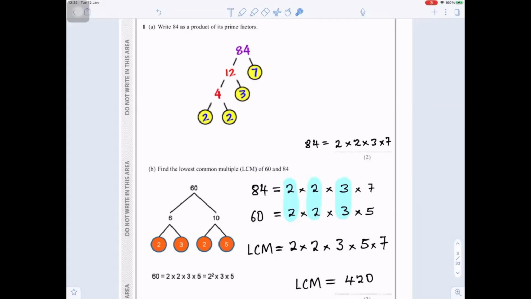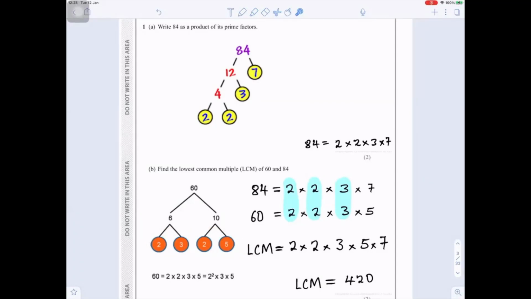We've already got the factor tree for 84 from part A. We want to do the factor tree for 60. 60 is the same as 6 times 10. 6 is the same as 2 times 3. 10 is the same as 2 times 5. All these numbers are prime numbers, so I color them red or orange.